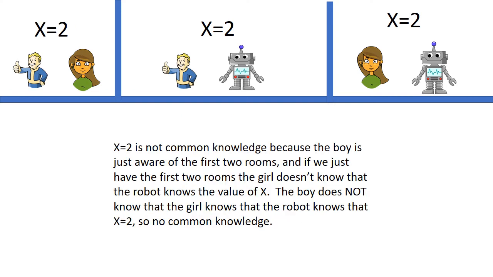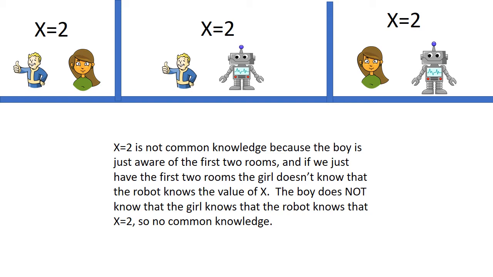X equals 2 is not common knowledge because the boy is just aware of the first two rooms. And if we just have the first two rooms, the girl doesn't know that the robot knows the value of X. The boy does not know that the girl knows that the robot knows that X equals 2, so no common knowledge. And if you haven't seen common knowledge before, this is going to confuse you. So let me talk about this a bit more.